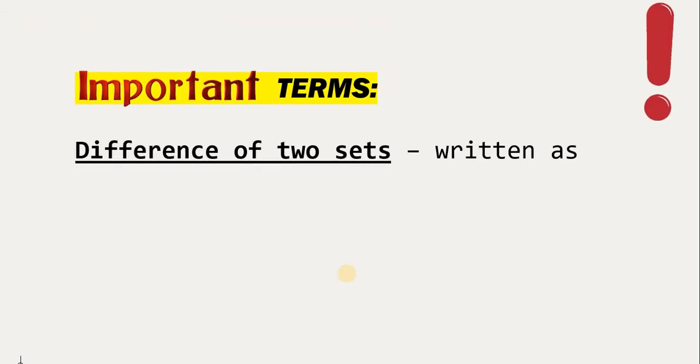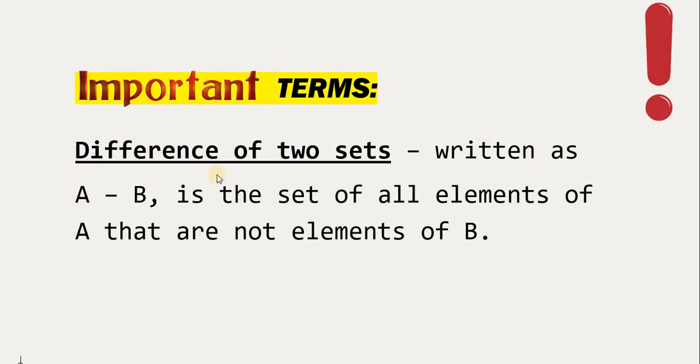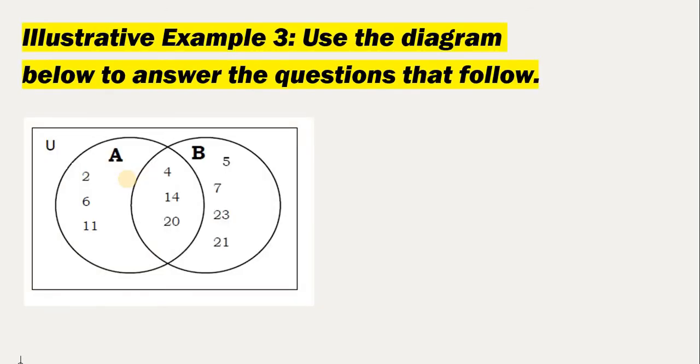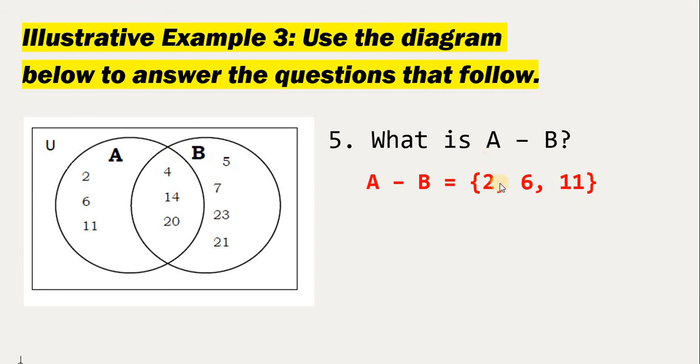Okay, another important term, difference of two sets, written as A minus B, is the set of all elements of A that are not elements of B. Okay? Tatanggalin natin yung elements na nasa set B na nasa set A. Okay, kaya A minus B. Okay, example. What is A minus B in this given Venn diagram? Okay, ayan. So, A minus B is equal to 2, 6, and 11. Okay, so yun yung natira. Okay, yung mga elements na nasa set A na.